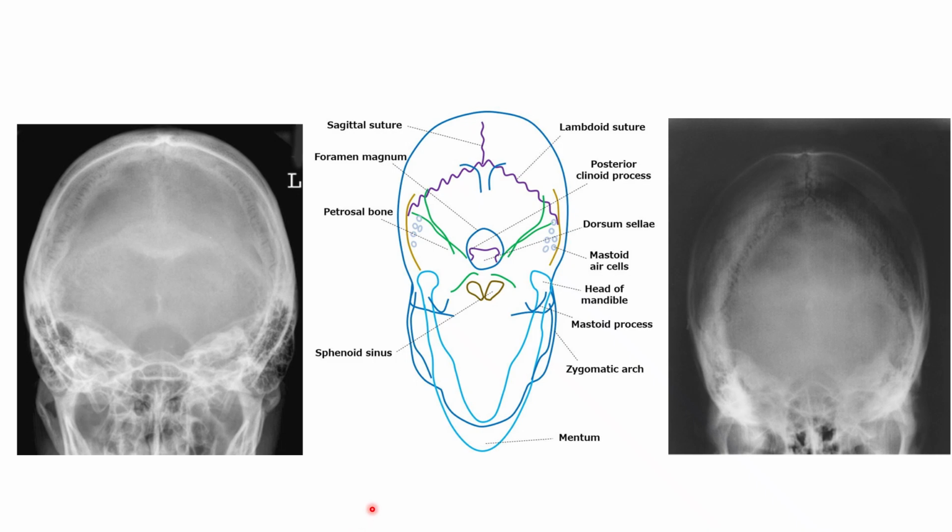Hello, in this video we are going to discuss the AP axial Towne skull X-ray. The picture in the center here is just an image that highlights the anatomy that we would be able to identify on an AP axial Towne's X-ray. Remember, the AP axial Towne's X-ray is to demonstrate the occipital bone of the skull, which is on the posterior side of our skull.